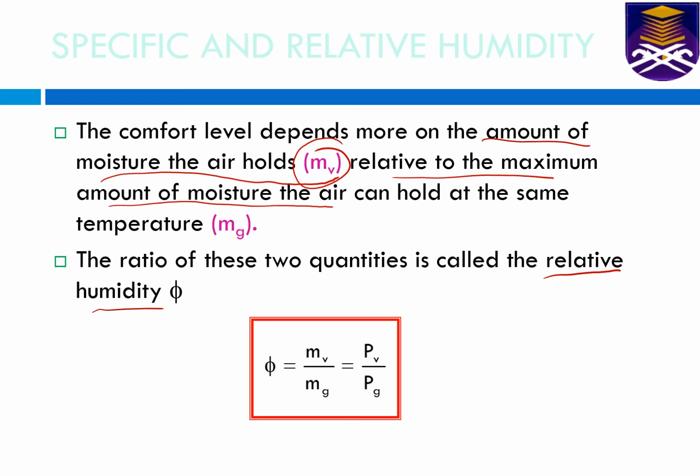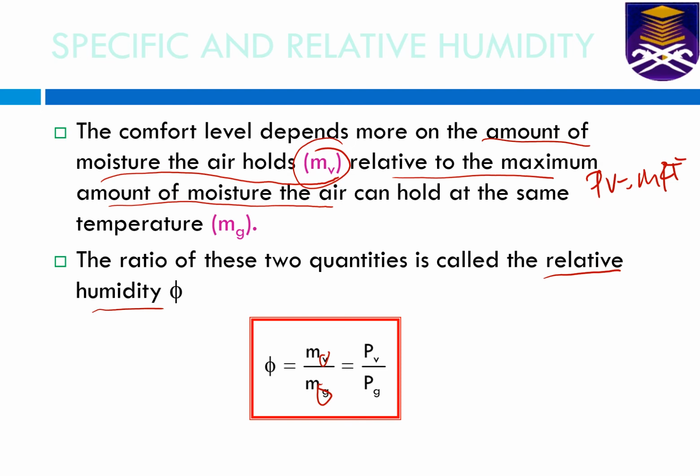Again, if we use the ideal gas equation of state, PV equals mRT, where the symbol v refers to the water vapor and g to the saturated conditions, where the moisture content has reached saturation, the maximum content that can be held at that temperature is limited. So some of the moisture will drop out as saturated liquid.